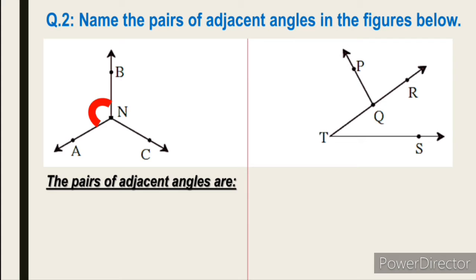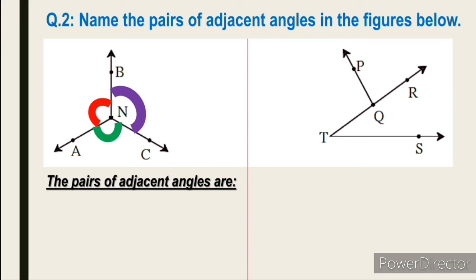First angle is shown by red marking. The name of the angle is BNA. Second angle shown by green marking. It is known as ANC. And third one is shown by purple marking, and the angle name is BNC.